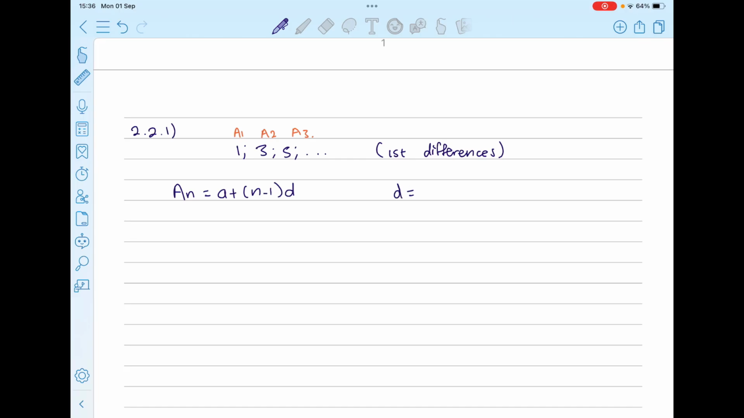So let's calculate d. It would be A2 minus A1. Here that's 3 minus 1, which is 2. Okay, so for An, it will be 1 plus n minus 1, and then our d is 2. So An will be 1 plus 2n minus 2. Okay, therefore the general term for the arithmetic sequence, which is the first differences, will be 2n minus 1.